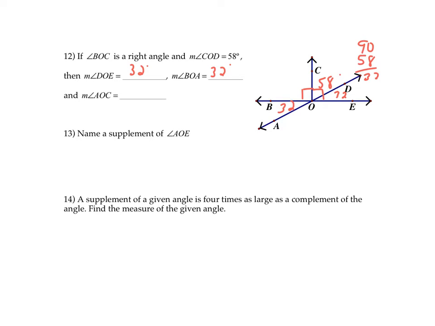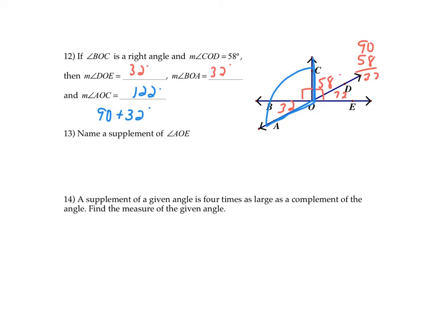All right, finally, the measure of angle AOC, and just highlight that in blue here. This is angle AOC, this whole angle. So we're going to use a little angle addition. Take and add the 90 plus the 32. I get 122 degrees for angle AOC.